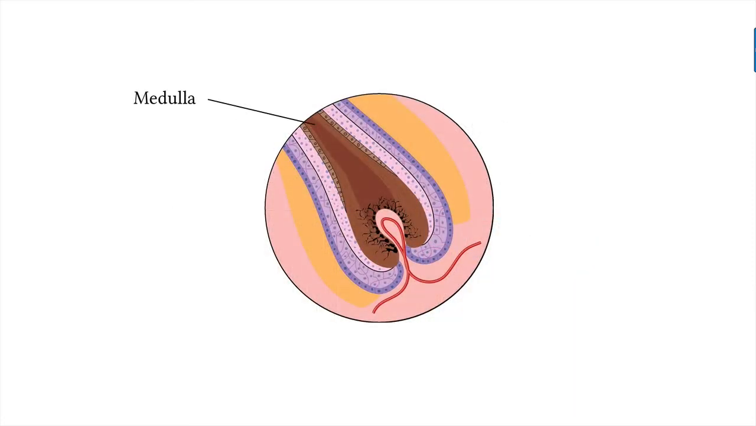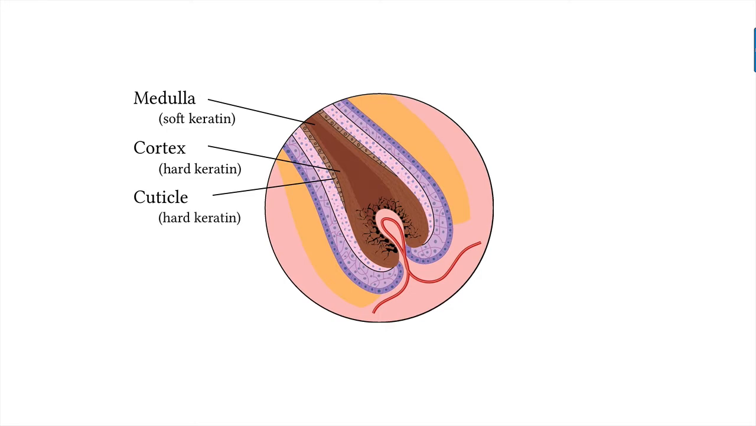The innermost layer of hair is the medulla. It is made of 2 to 3 layers of dead cells with the soft keratin. Very fine hair has no medulla, but coarse hair usually has medulla. The next layer is the cortex. It makes up most of the hair thickness. The cortex contains several layers of cells with hard keratin. The outermost layer is the cuticle, and it is made of a single layer of dead cells with hard keratin.